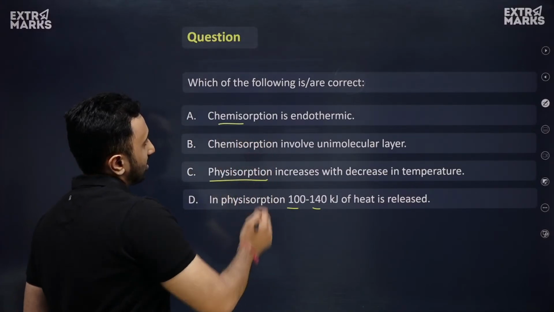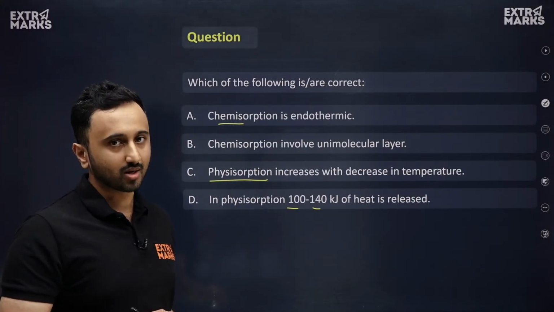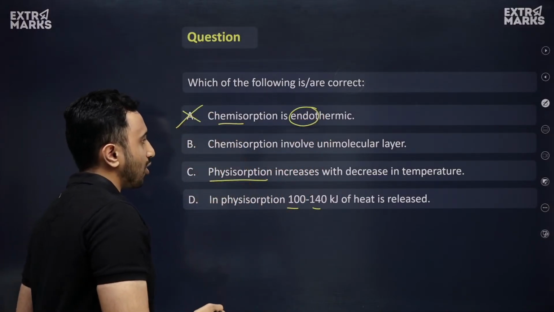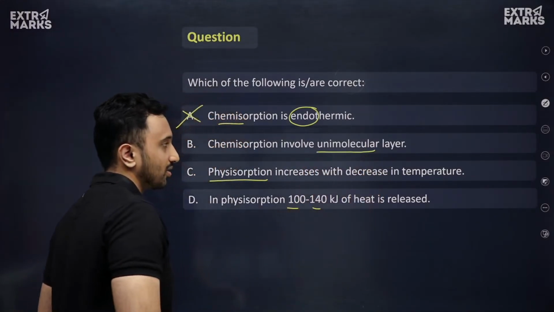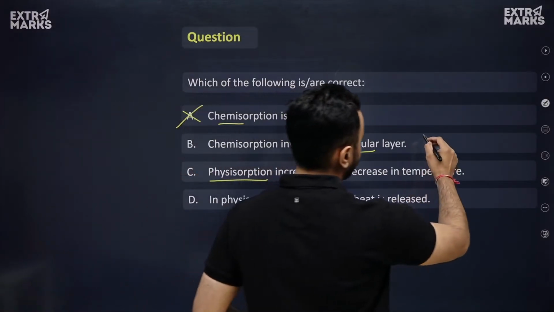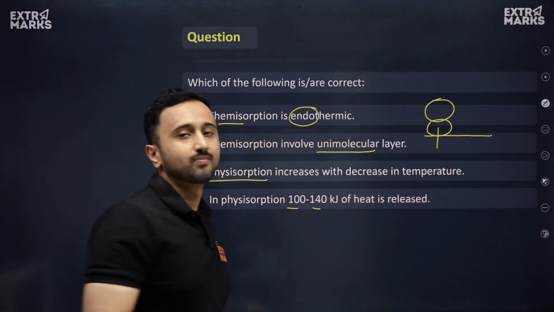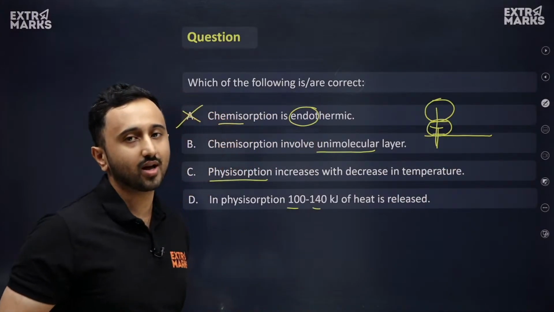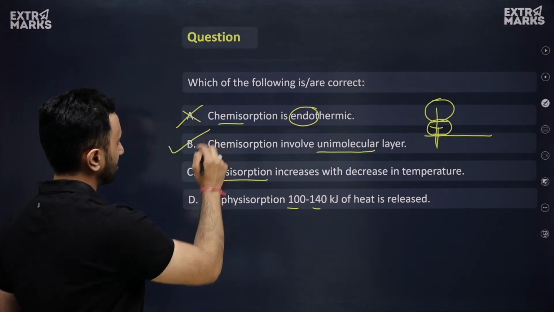So chemisorption, or any type of adsorption, is exothermic, not endothermic. So this is incorrect. Chemisorption involves a unimolecular layer. This is correct because you can only have one bond between adsorbate and adsorbent. Once you have that bond, the other atoms which are above this particular atom cannot make this bond, right? That is why we only have a unimolecular layer in chemisorption. So this is correct.